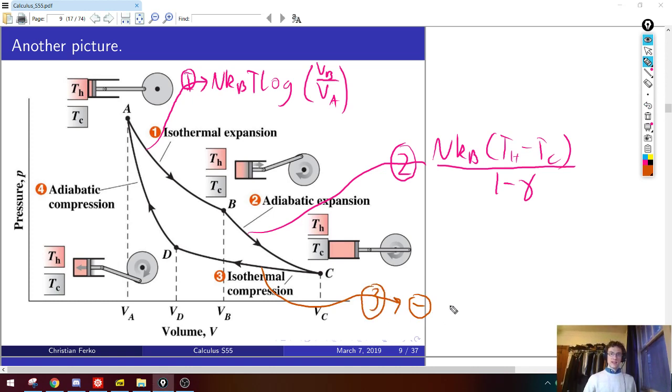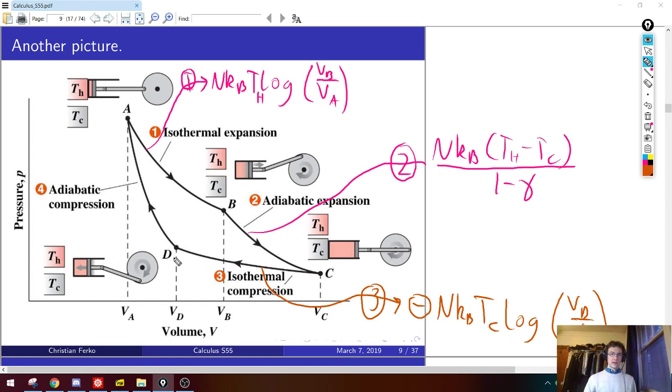On leg 3, it's a negative amount of work, and it's again NKT times the log. So I guess this is all at T cold. I should have put T hot at the top. T hot. Okay, and then this guy at the bottom is at T cold times the log of, let's see, V final over V initial should be VD over VC.